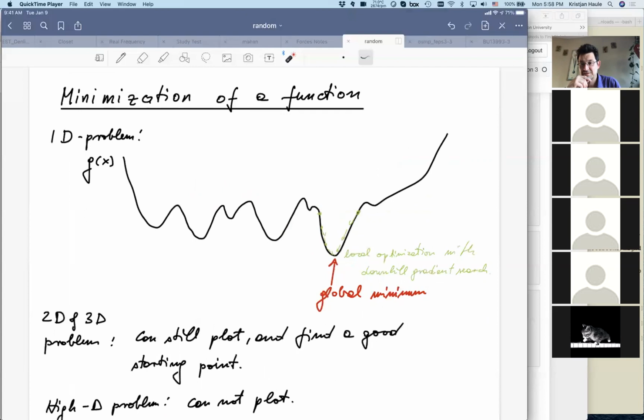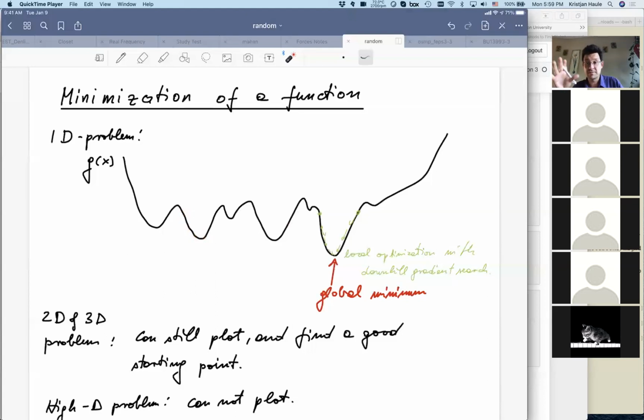Use the gradient method. Sure, that's for sure. Gradient method is definitely a good idea. But the problem is that if you use the gradient method from here, for example, you're going to end up in here, in the local minima.